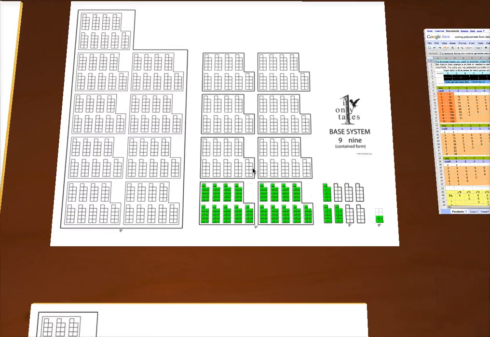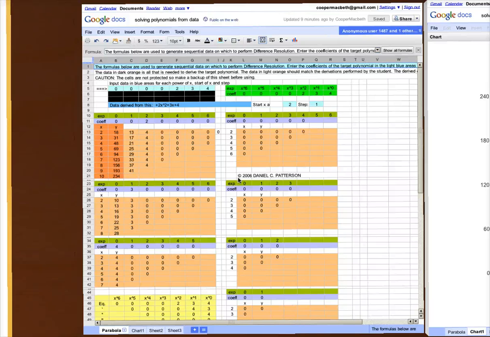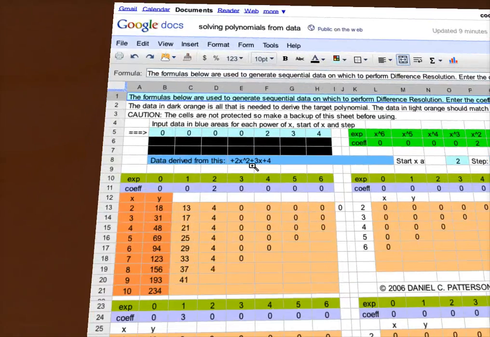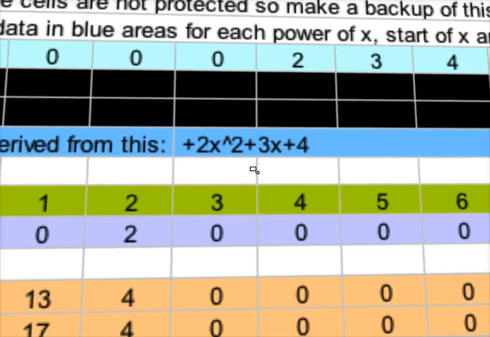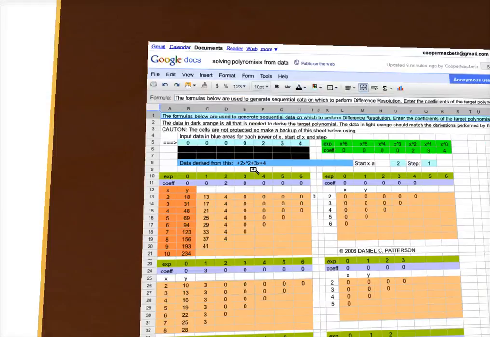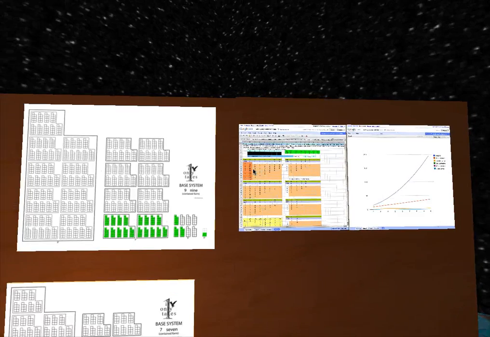And then when we look at this in a spreadsheet, we actually learn that we can use differences and derive the polynomial 2x squared plus 3x plus 4, which is actually what we were seeing back on the other sheet.